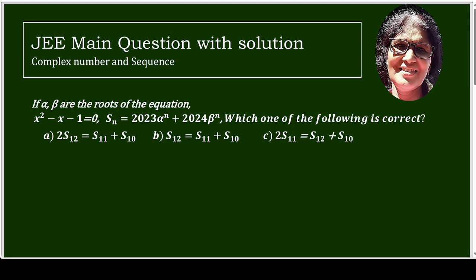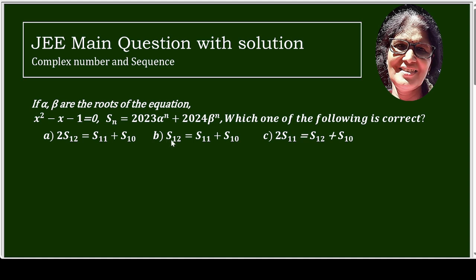Today's question is based on complex number as well as sequence from JEE Main. If alpha and beta are the roots of the equation x square minus x minus 1 equals to 0, Sn equals to 2023 alpha to the power n plus 2024 beta to the power n, which one of the following is correct? First option is twice S12 equals to S11 plus S10.